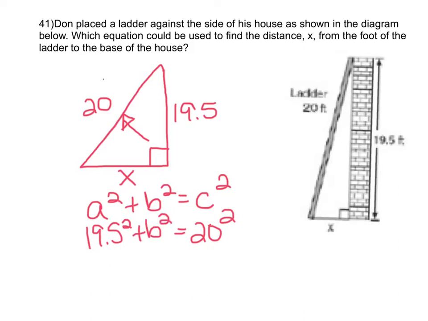Now, if you've also been taught that if you know your hypotenuse, that you can simply subtract, you can do 20 squared minus 19.5 squared. And when you get your answer, don't forget that you need to take the square root of that answer in order to get x, or your distance from the foot of the ladder to the base of the house.